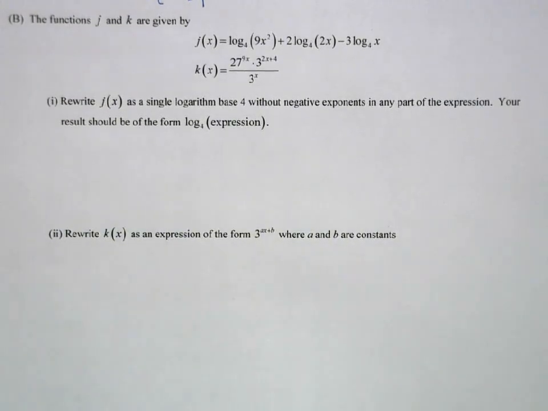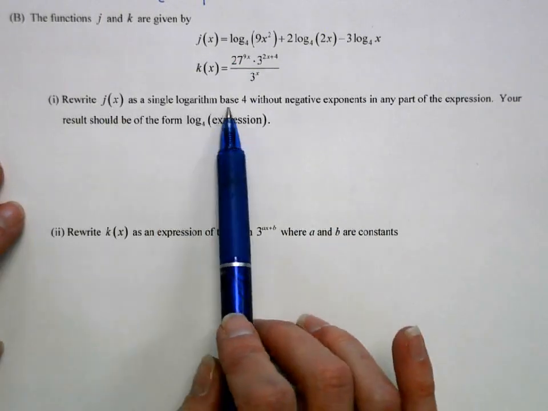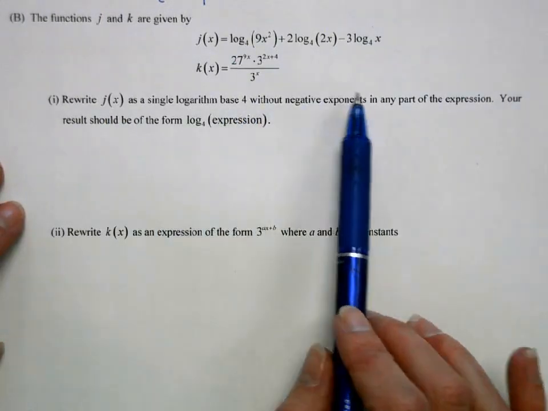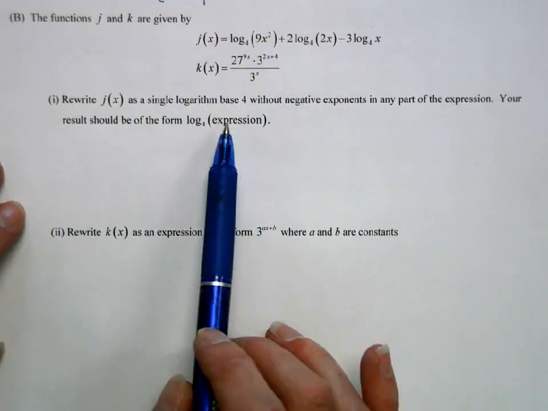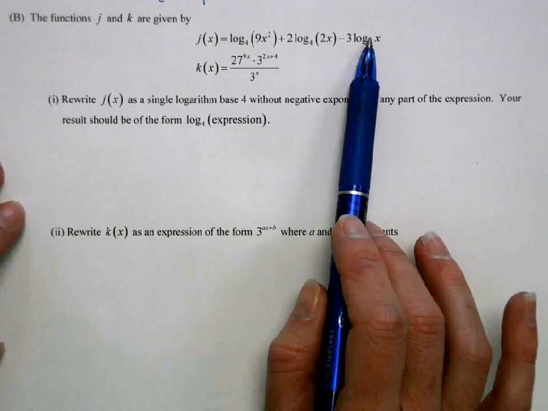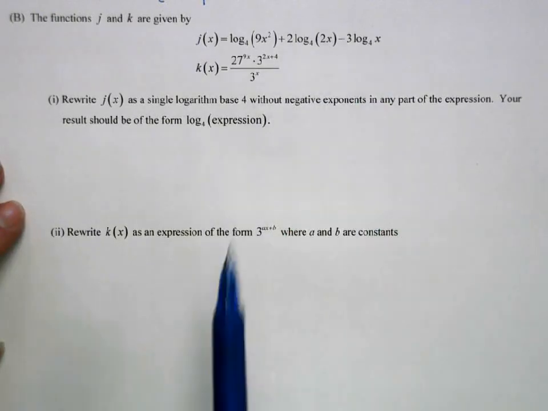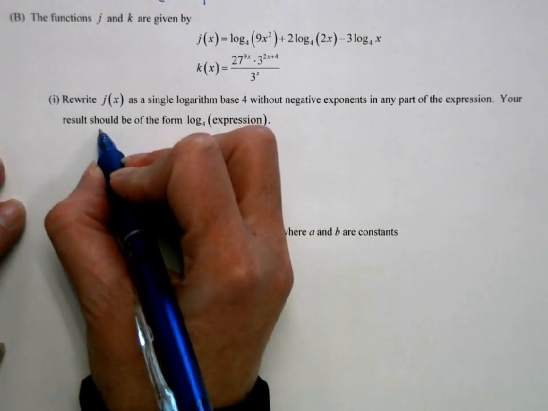Down here we have another log equation and an exponential equation, but we're going to be using the properties of logs and exponents to rewrite them. So we're going to take j and rewrite it as a single logarithm with base 4, no negative exponents, and our result should be in log base 4 of something. So we've got three chunks here. The first thing I'm going to do is look at these coefficients and use the power rule.